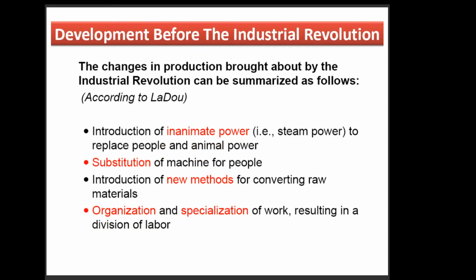The changes in production brought about by the Industrial Revolution can be summarized as follows. Introduction of inanimate power, steam power, to replace people and animal power, substitution of machines for people, introduction of new methods for converting raw materials, organization and specialization of work resulting in a division of labor.